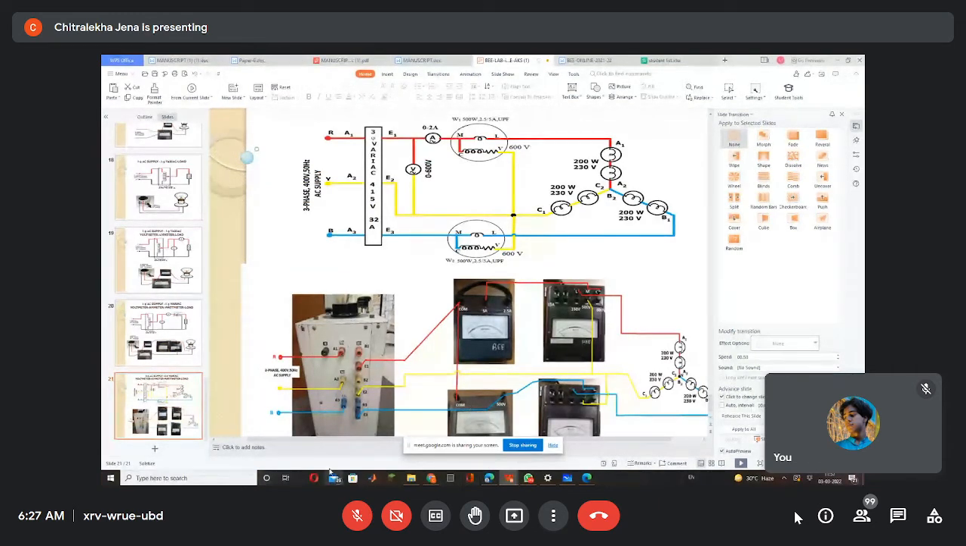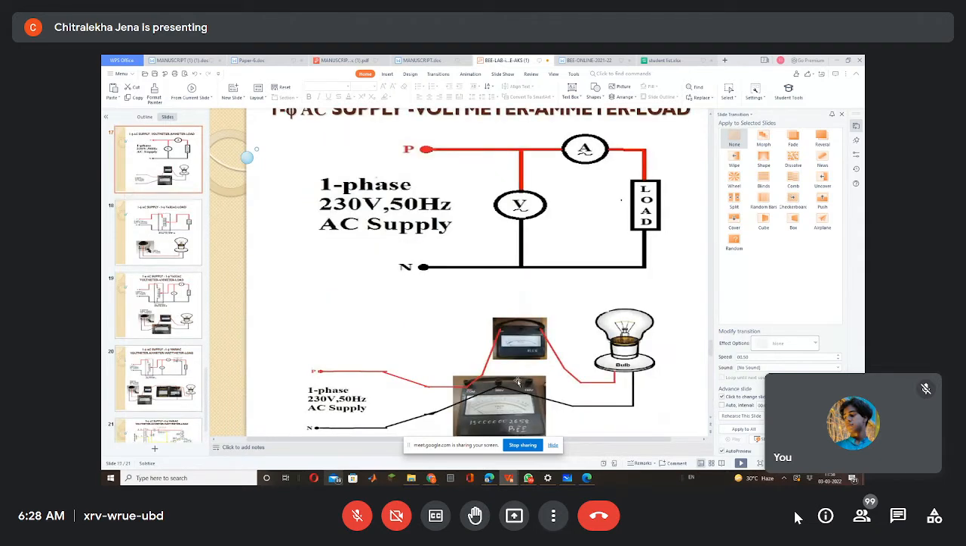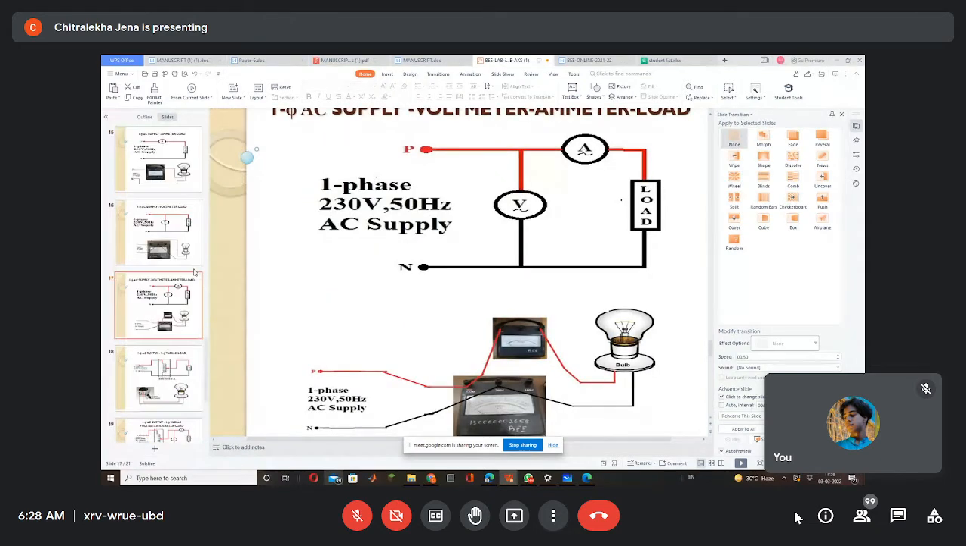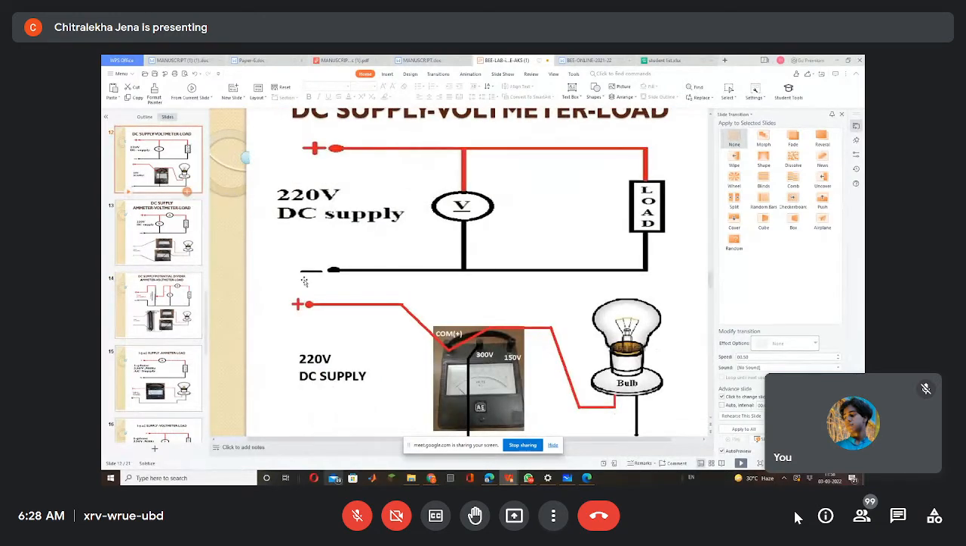This is a three-phase variac. And like we connect voltmeter and ammeter in the circuit, can we also connect a multimeter in the circuit? Multimeter, yes, very good. Ma'am, then how will it work? The ammeter is connected in series and the voltmeter in parallel. I am telling you.